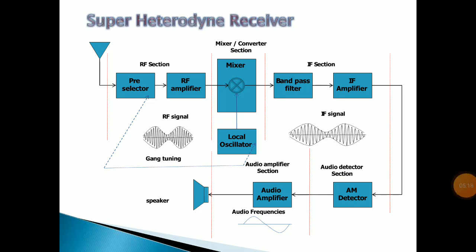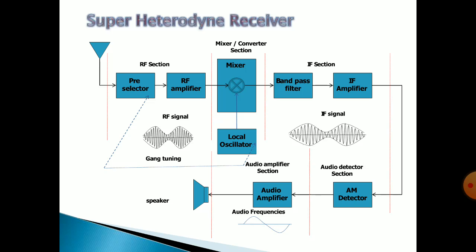So this is the block diagram of a superheterodyne receiver. Here you can see an antenna which is receiving all the signals transmitted by the transmitter. The original principle used here is heterodyning.